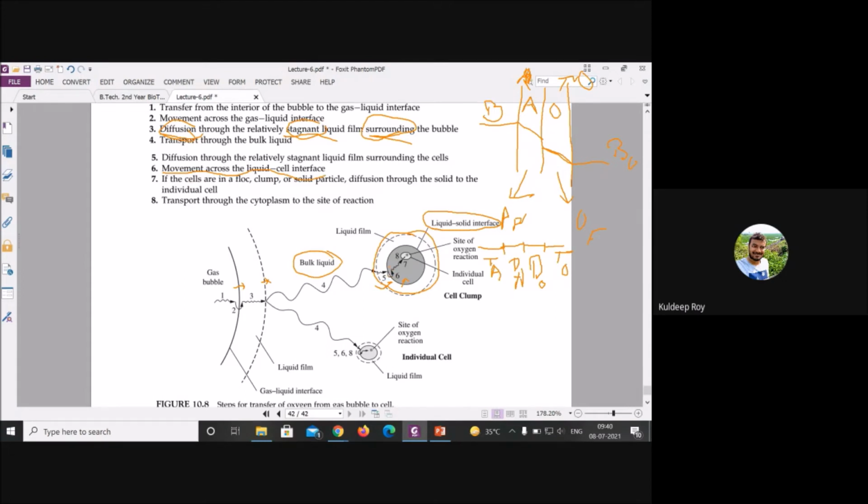If the cells are in floc, or you can say in clumpy form, then there is diffusion through the solid to the individual cell. Then it will cross through this individual cell. He has highlighted this particular part, individual cell. Then oxygen will reach here, the site of oxygen reaction. This is your complete cell. Then you have seen that there are eight barriers, each of which he has mentioned: 1, 2, 3, 4, 5, 6, 7, 8. This is for your bioreactor.